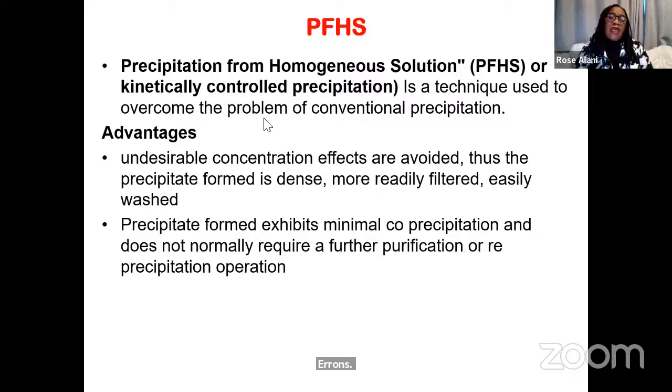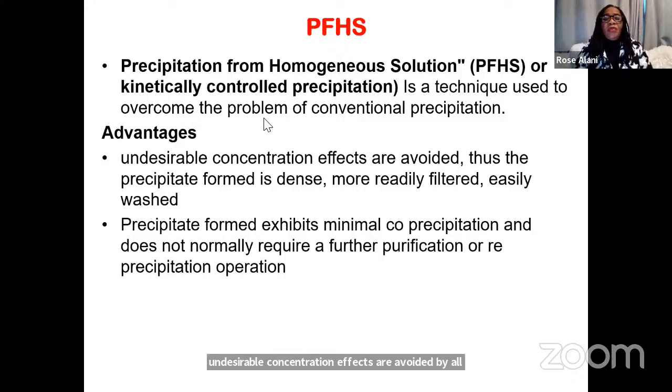Advantages are: 1, undesirable concentration effects are avoided, like all those co-precipitation and all those things. So the precipitate formed is dense, more readily filtered, and easily washed. Another advantage is that the precipitate formed exhibits minimal co-precipitation, and does not normally require a further purification or re-precipitation operation.